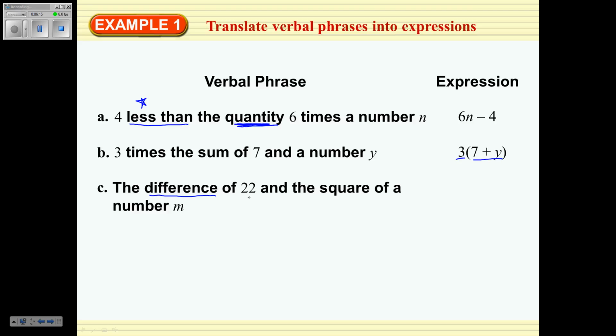The difference of 22, so what comes first in our sentence is going to come first over here, and what comes second in our sentence will come after the subtraction sign, and the square of a number m. So here's our square of a number m, and the difference between them, 22 minus m squared. We only flip it around on less than.